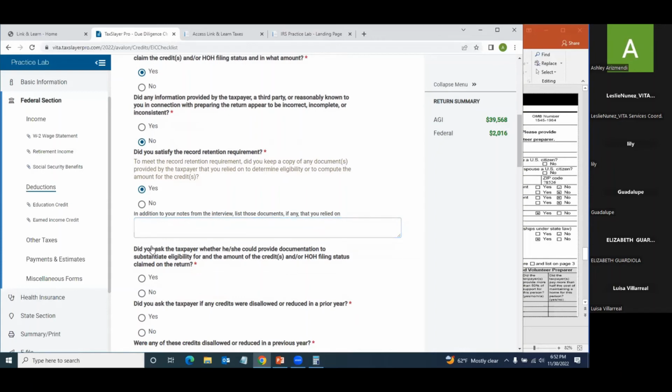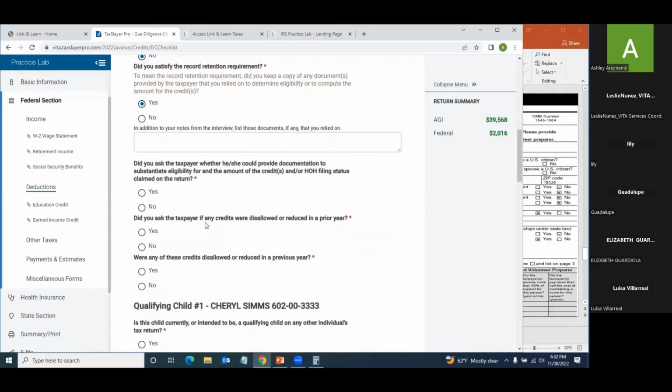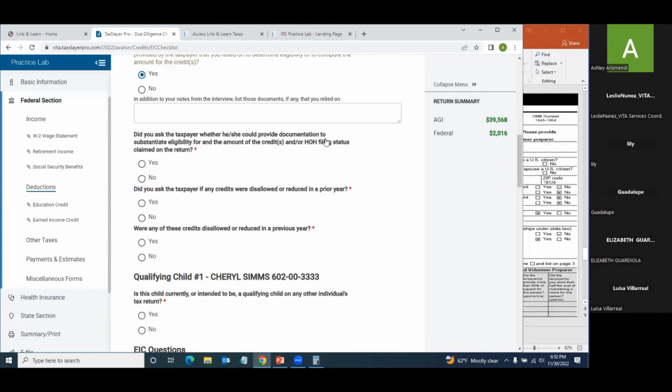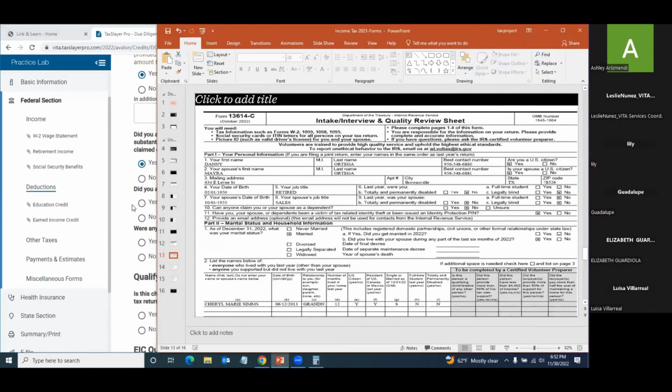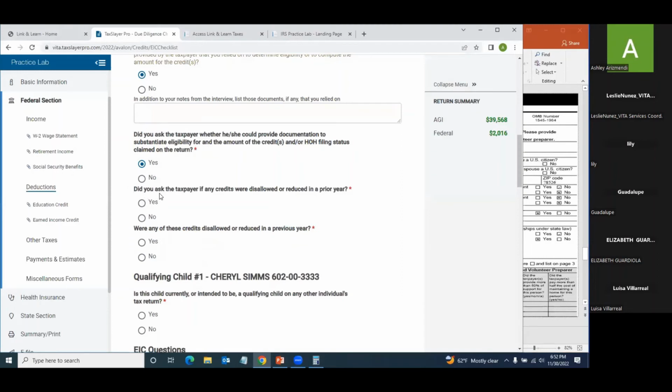Did you ask the taxpayer whether he or she could provide documentation to substantiate eligibility for and the amount of the credits of head of household filing status claimed on the return? Usually we do ask on this form. That's where we get all our information. If the taxpayer or the clients were in front of us, then of course we would ask those questions to them directly.